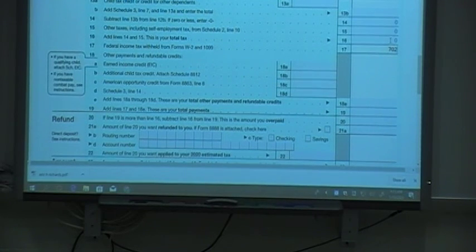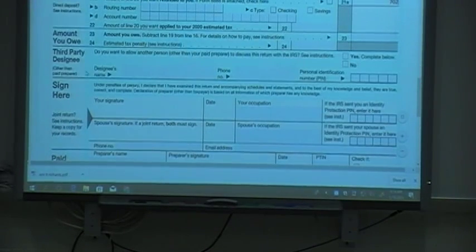We're not going to have anything in 18A through 18D. So 18E is just going to be 0. Add line 17 and 18. This is how much total Lisa paid in taxes. How much is that? $702. If line 19 is more than line 16, is line 19 more than line 16? Yep. So subtract line 16, which is 0, from line 19, and how much should we overpay? $702. How much of that do you think she wants back? All of it. So $702.